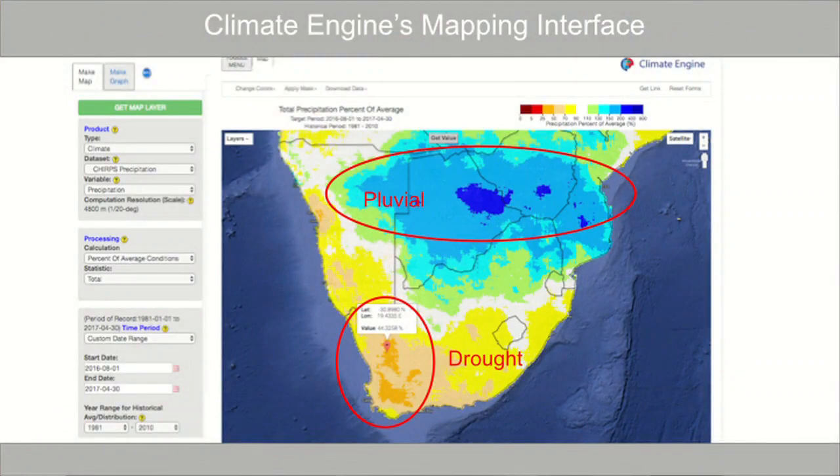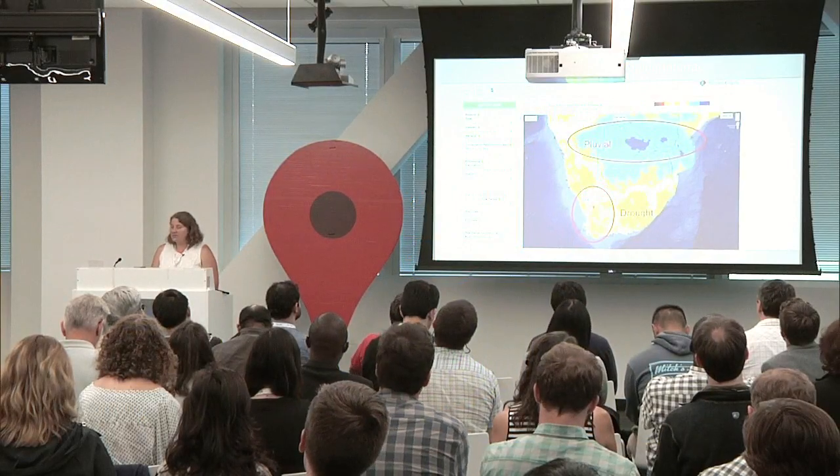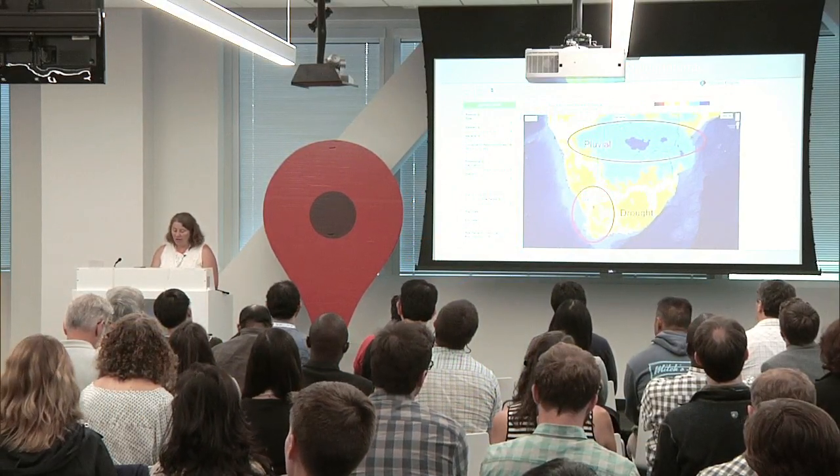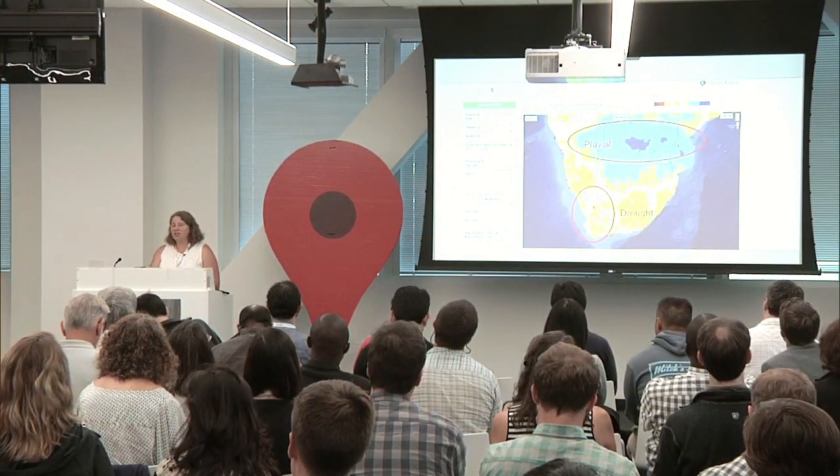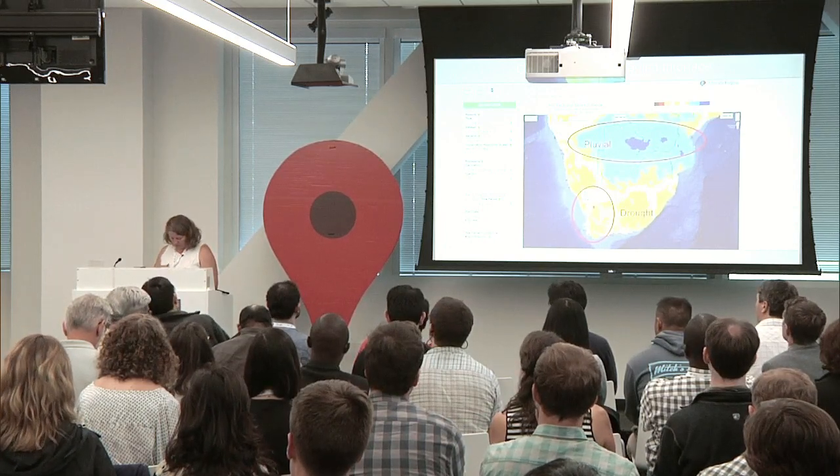And the second thing that Climate Engine does is allow you to tell stories in a cohesive way with spatial maps and with temporal graphs. And so you can tell stories about the landscape. And so here in this map, we see how Cape Town in South Africa, which is the lower red circle, is currently in drought, less than 50% of normal precipitation, while just north in Botswana, there's a pluvial.